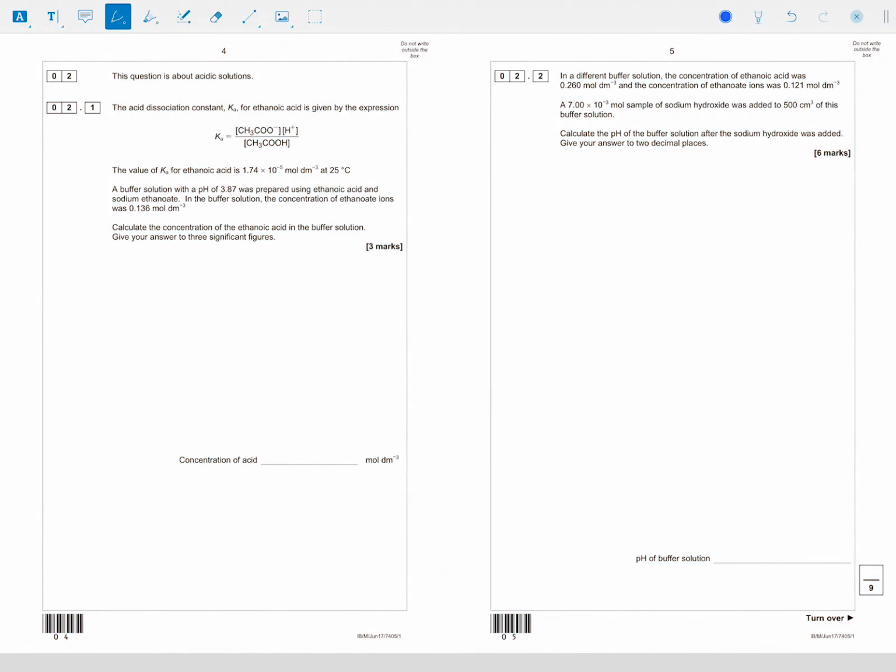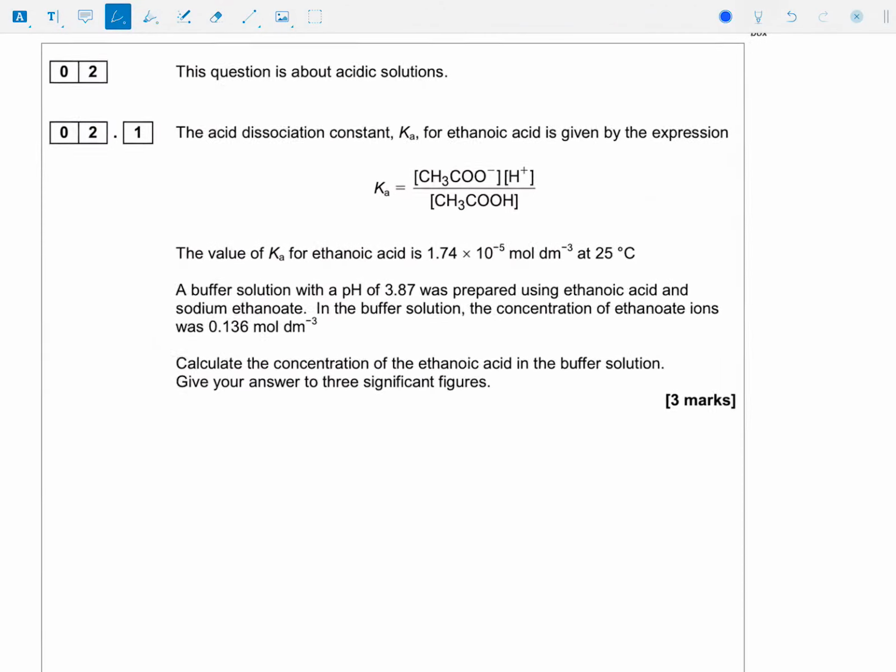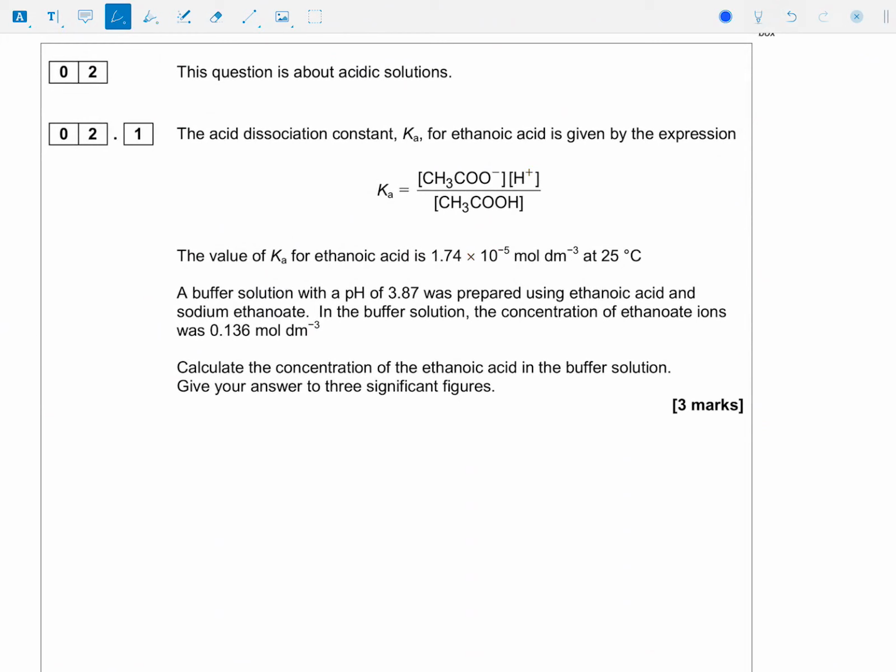Let's see if we can get to the bottom of what question 2 is about. Well, straight away it tells us this question's about acidic solutions. The acid dissociation constant Ka for ethanoic acid is given by the expression, so that's good to know. Ka for ethanoic acid is 1.74 times 10 to the minus 5 mole per decimeter cubed at 25 degrees. So at a particular temperature, that's fine because we know temperature can affect the equilibrium constant.